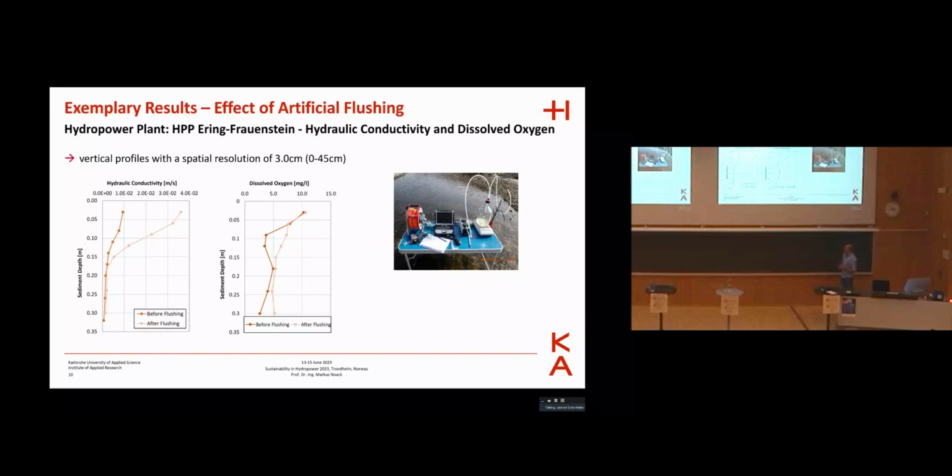Okay, let's have now a look at the vertical profiles of the dissolved oxygen content and the hydraulic conductivity. So here we can also see an improvement of the values. Again, the light colors are after flushing, the dark colors before flushing. And especially in the upper 15 centimeters, we can see an increase for both parameters. And the interesting thing about this is that we can more or less determine the depth impact of the artificial flushing. So what depth is mobilized during the artificial flushing.